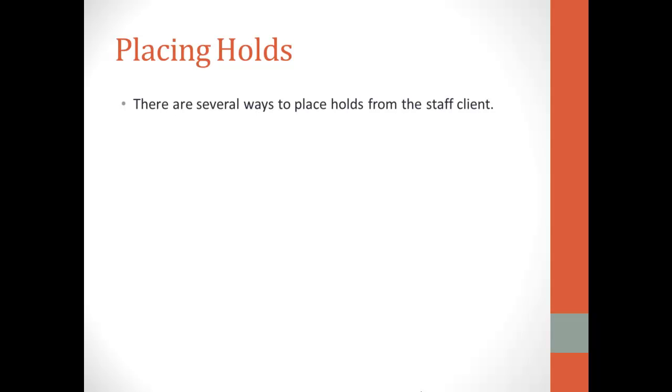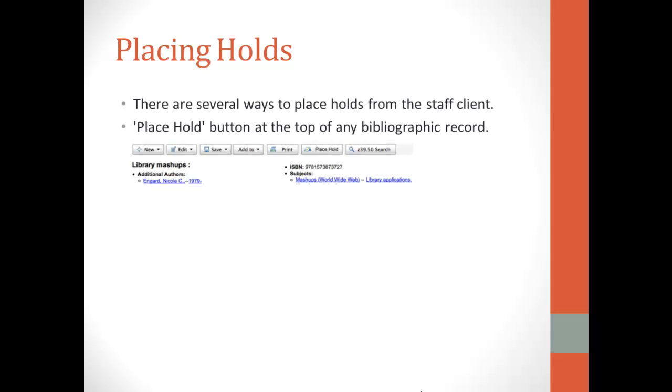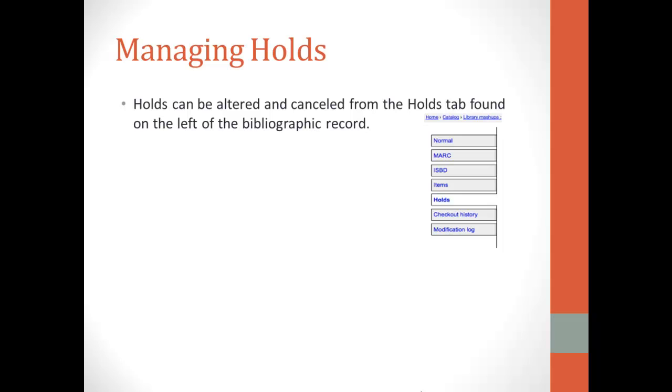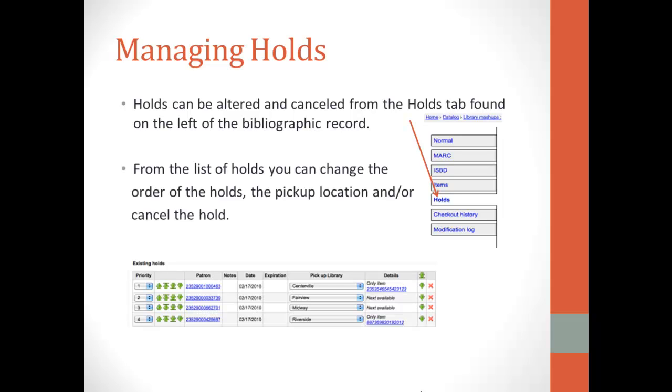There are several ways to place holds from this client. You can use the Place Hold button at the top of any bibliographic record. You may use the Place Hold link found at the top of your catalog search results, or the Holds link found below each result. Holds can be altered and canceled from the Holds tab found on the left of the bibliographic record. From the list of holds, you can change the order of the holds, the pickup location, and/or cancel the hold.